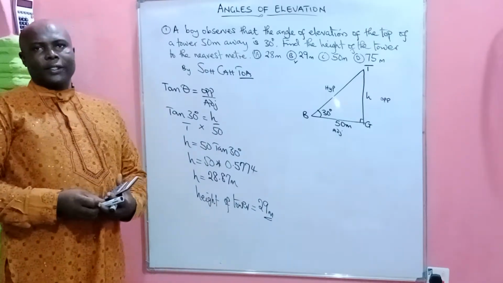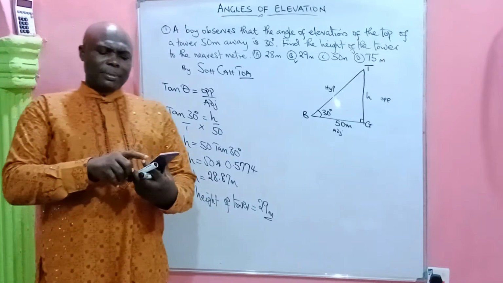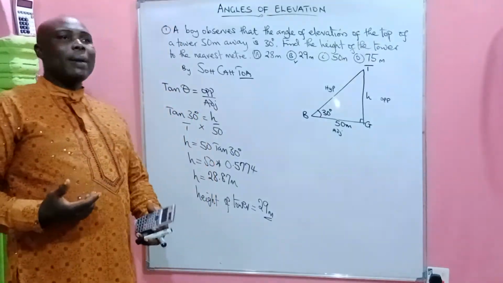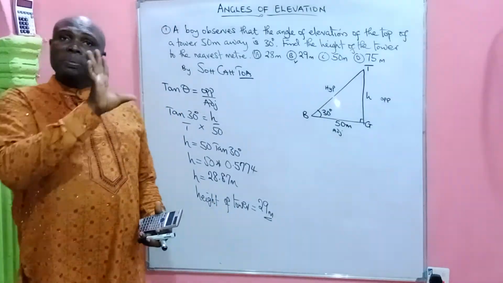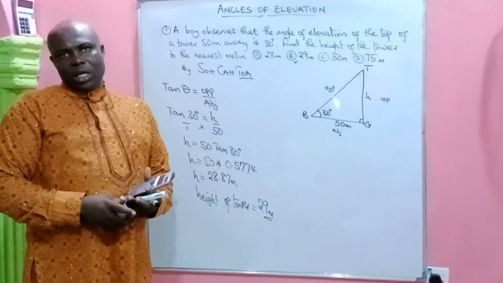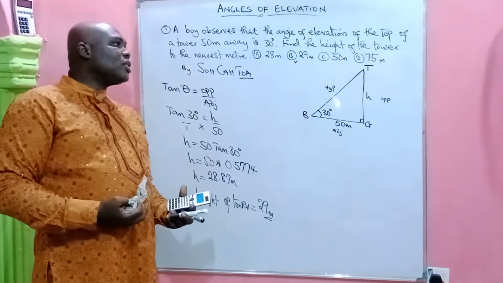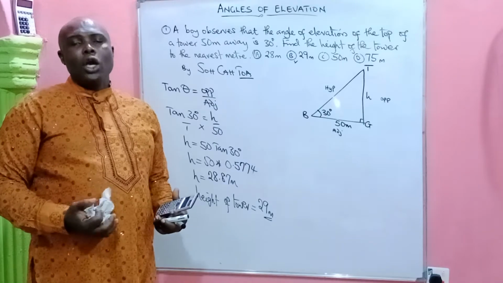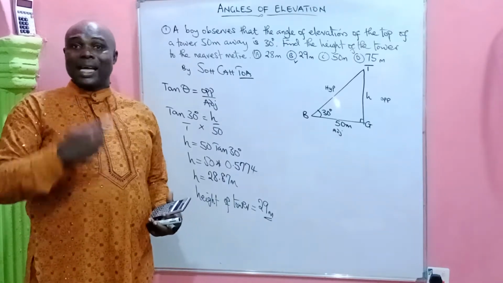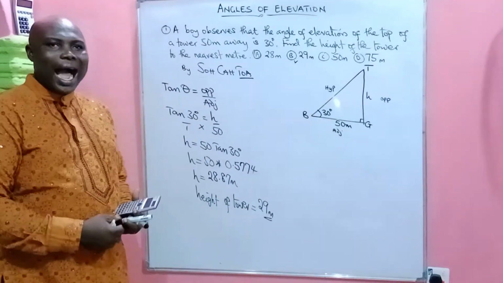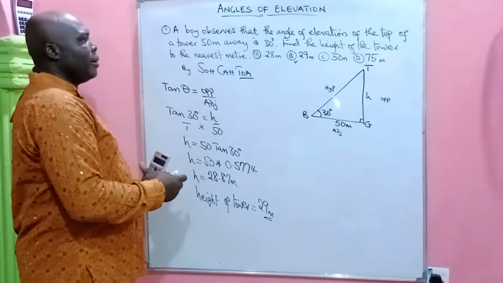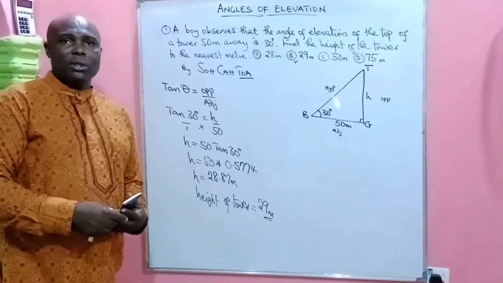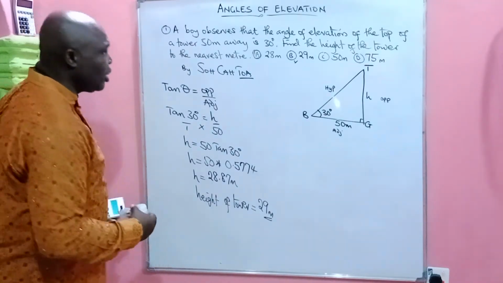So that's the height. Okay, but sometimes in a particular question, they might give you the height of the person who is observing the angle of elevation. And then if they ask you to find the height of that building or the height of the tower, you incorporate the height of the man to give you the height of the building. So let's take a problem like that. It happens both in angles of elevation and angles of depression as well.